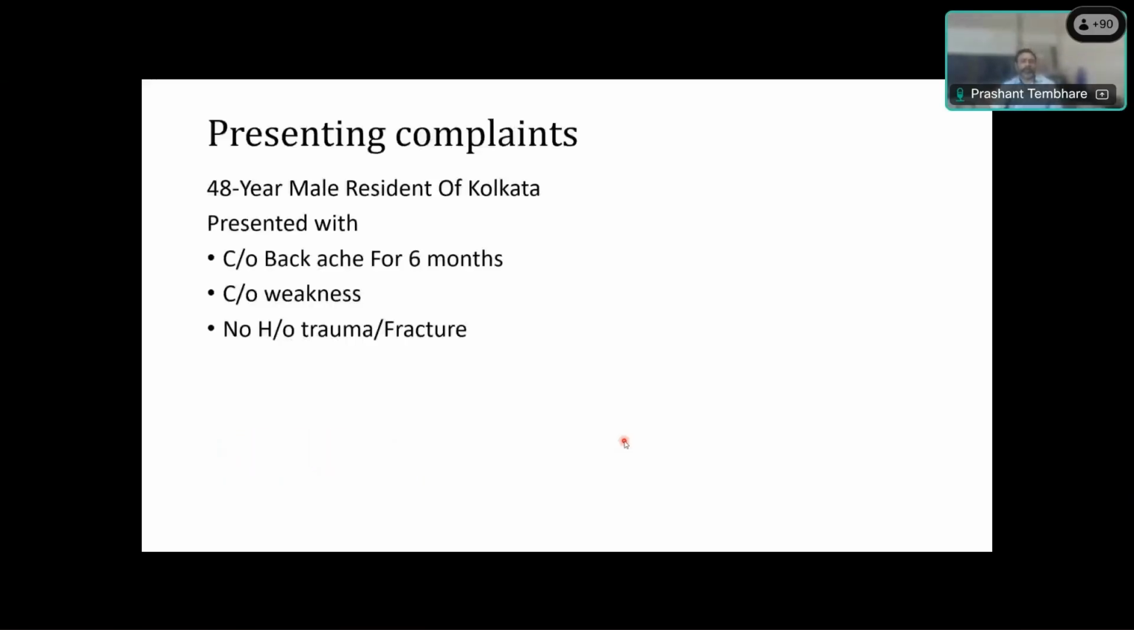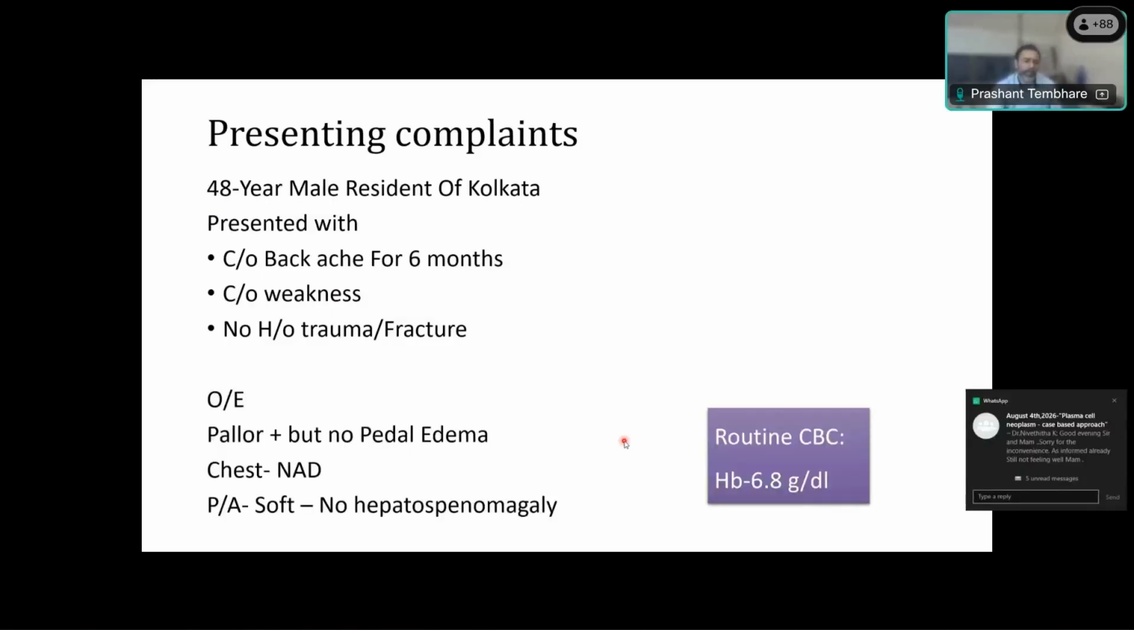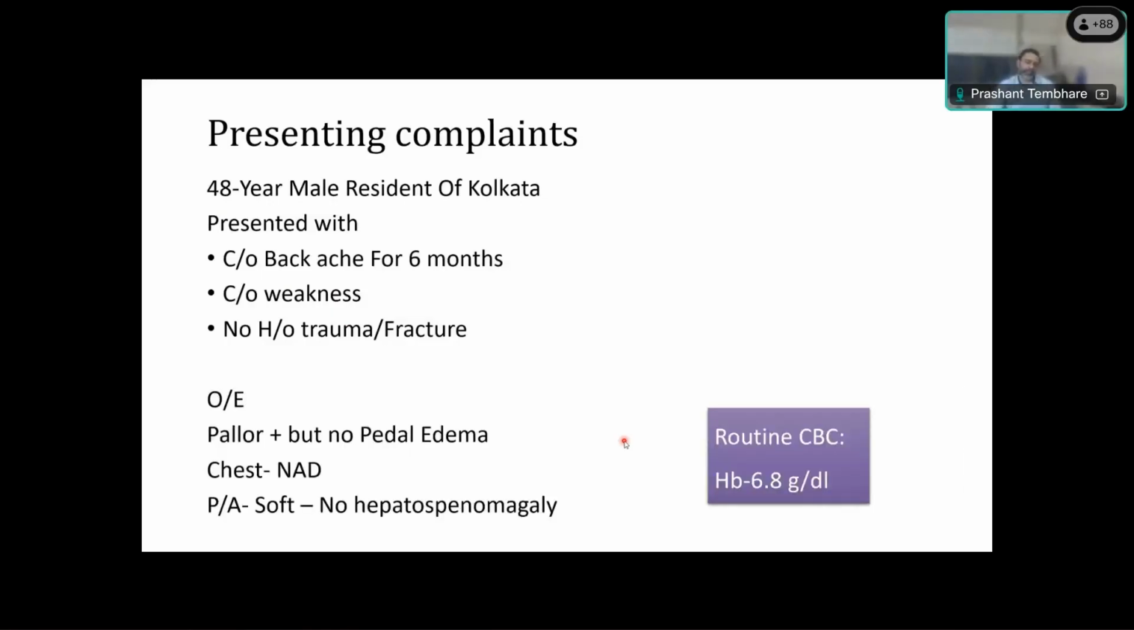Now, we had a 48-year-old male patient who presented with a backache for the last 6 months. He also had weakness, but there was no history of trauma or fracture. On examination, the physician found that there is pallor, but no pedal edema. The chest was normal, and on abdominal examination there is no hepatosplenomegaly. A CBC was done, and the hemoglobin was 6.8, so there was severe anemia.